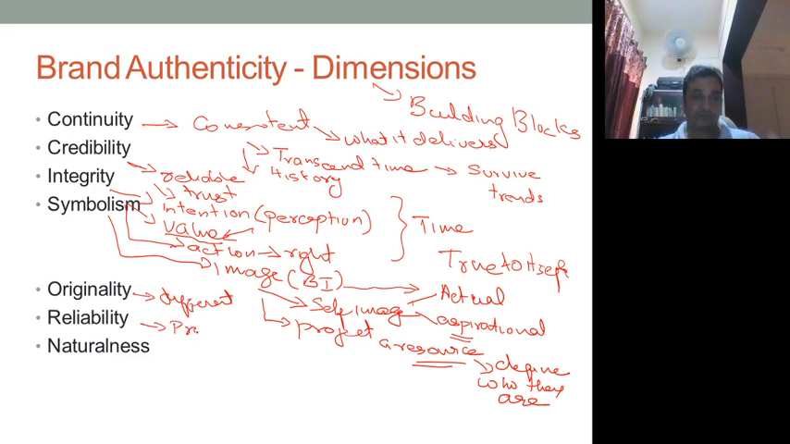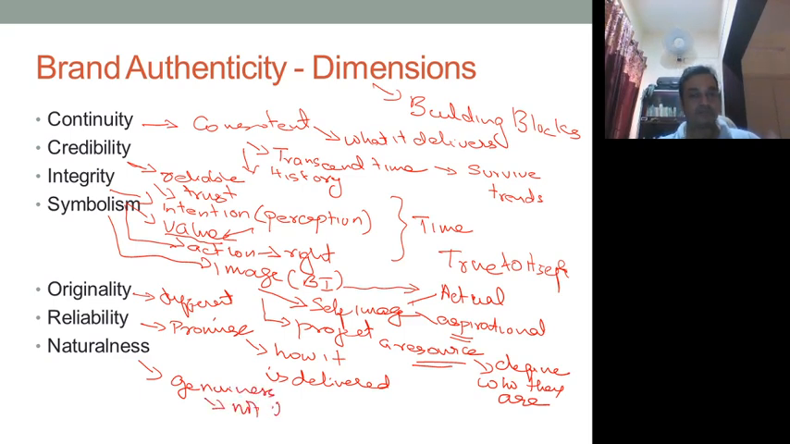Reliability talks about promise: what is a promise and how it is being delivered. And naturalness is all about genuineness, or not being artificial. Okay, so when we look at these dimensions of brand authenticity, one of the things that stands out is the brand's ability to be very genuine. Be true to itself. And how do you become true to yourself is, of course, you look at building these critical dimensions. And of course there is a lot of other research literature which talks about a lot of different dimensions.